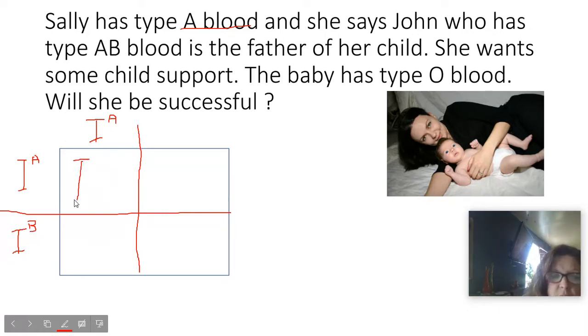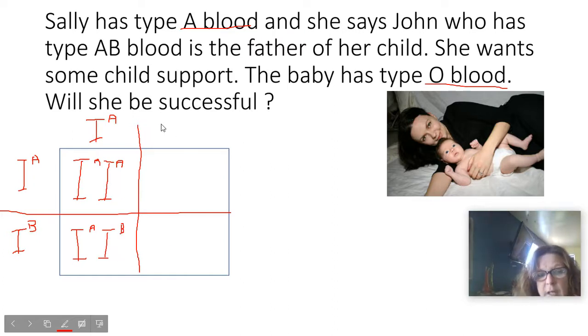Let's go ahead and do what we know. So first of all, here, this is one possibility for their baby. Could be homozygous dominant for type A blood, in which case not type O. Or this is another possibility. Could have got the A from Sally and the B from John, in which case the baby would have type AB blood.